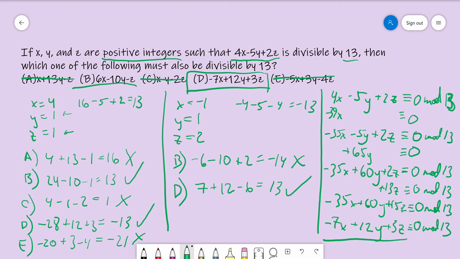D is the answer. This is a nice proof, but when you're doing the exam, it would be kind of hard to figure out that you have to add 65y and subtract 39x and add 13z. So the trial and error method might actually be easier in this case.